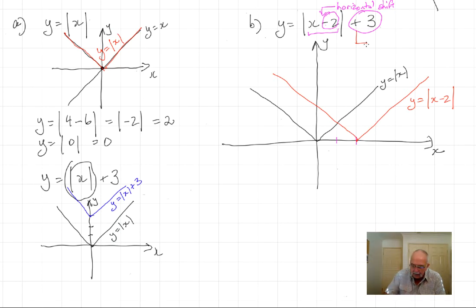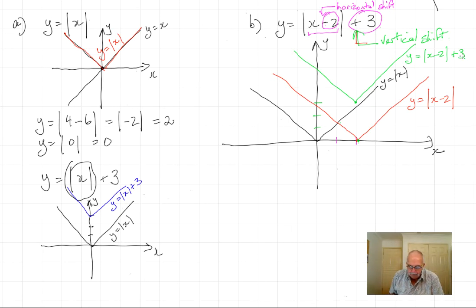I'll maybe do that in another colour. This is a vertical shift. So we're going to go 1, 2, 3 units up. So this point here, where it turns around, is going to go 3 units up to there. Once again, it's going to be straight up from the red line here, so that's going to go up there, and that's going to go up there. So that's y equals the absolute value of x minus 2, and then we have moved it 3 units vertically.